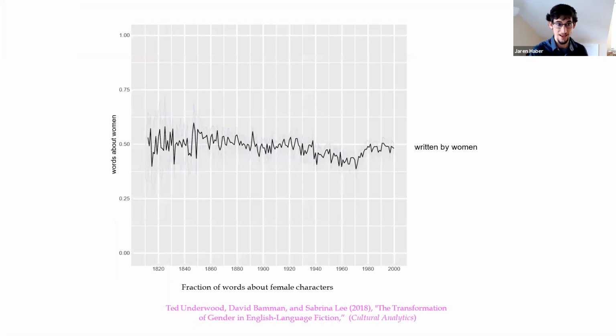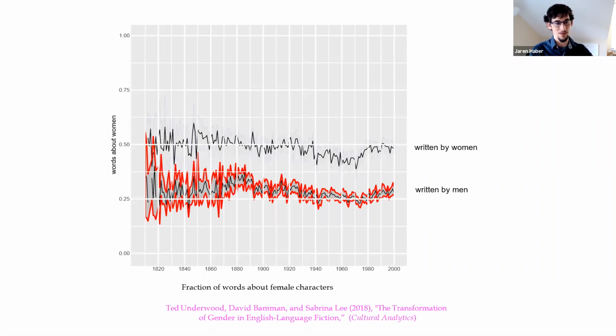One more example. If you look at the fraction of words about female characters written by women over time, it's from a recent digital humanities study by Ted Underwood, David Bamman, and Sabrina Lee. You see it's been pretty consistent for written by women, if it's about women. For men, the absolute level is much lower and it's been tightening. The difference is more clear. Whereas I think in the early 1800s, you had less data probably. Here you're seeing that the difference is consistent.